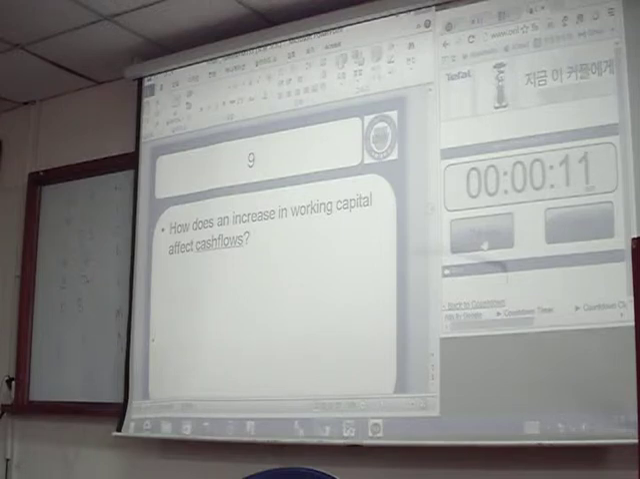So if I increase my working capital, how does this affect my cash flow? Does it increase my cash flow or decrease my cash flow? So the answer is, does it increase or decrease?